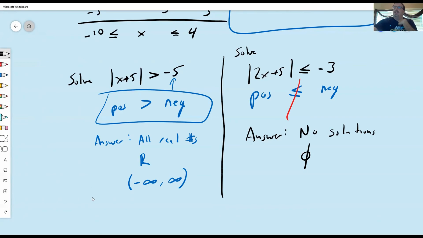So just be aware, if the absolute value is related to a negative number, it'll basically either be no solution or all real numbers. And it's going to depend on whether it's greater than or less than or just straight equals. All right, that's everything you need to know about absolute values. Well, actually, there's one thing we can talk about real quick.